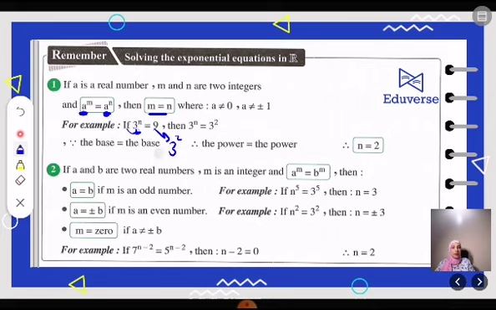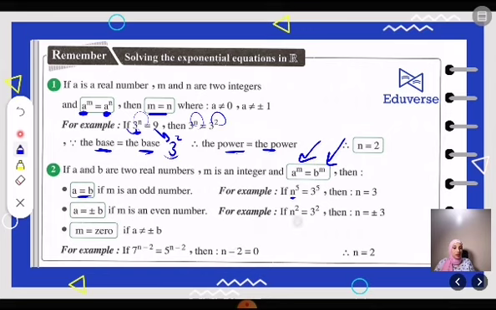Now I have the same base, 3 and 3. That means n equals 2. If the base equals the base, then the power equals the power. Also here, if the powers are equal, like m and m here, I have two cases. Maybe a equals b. That's correct. If we have n to the power 5 equals 3 to the power 5, so n equals 3.